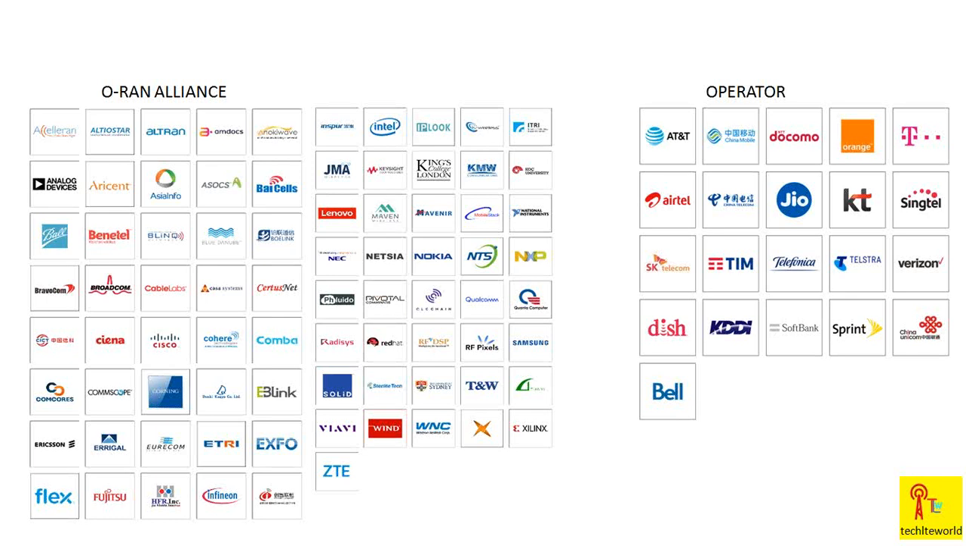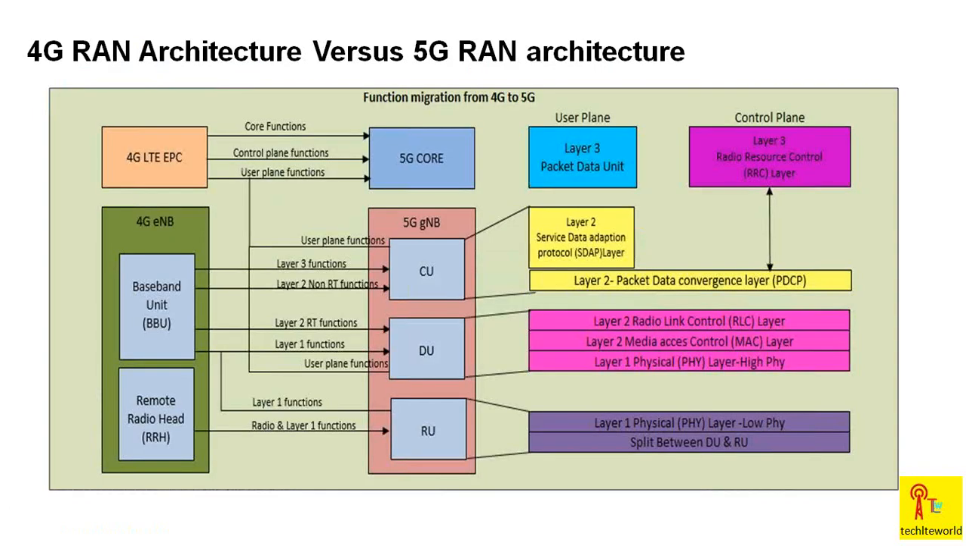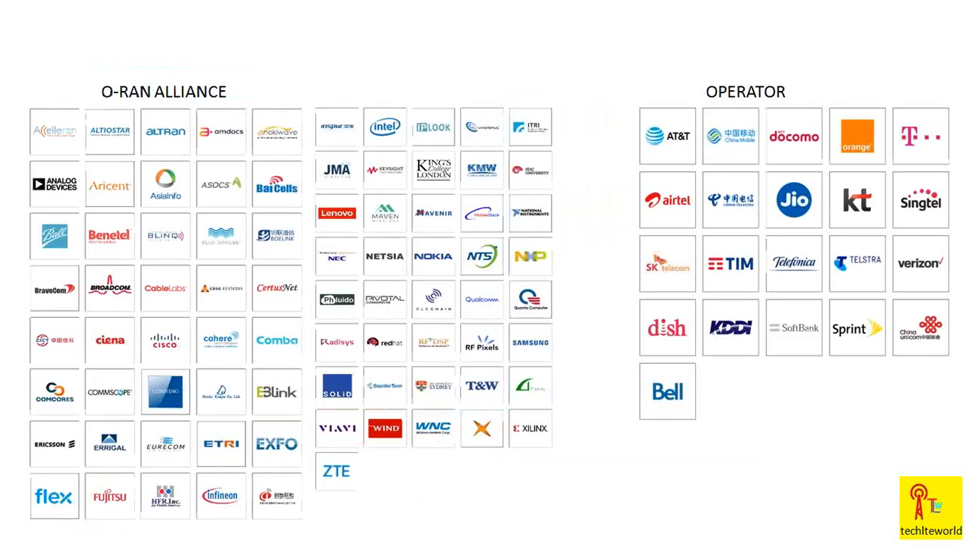Going forward, we can see which operators are connected. We have AT&T, Airtel, all the big operators, Jio, Singtel, and Dish is also there. All are working to get this technology into existence. Nowadays everyone wants to know what Open RAN is and how it works. This is basically a very good technology, and once we have it, there will be no monopoly. We cannot use this word, but still we all know that there is a monopoly of Ericsson, Huawei or Nokia.